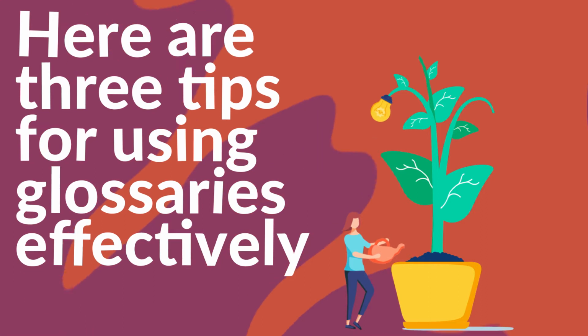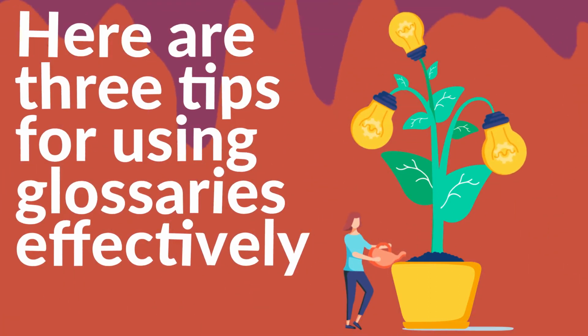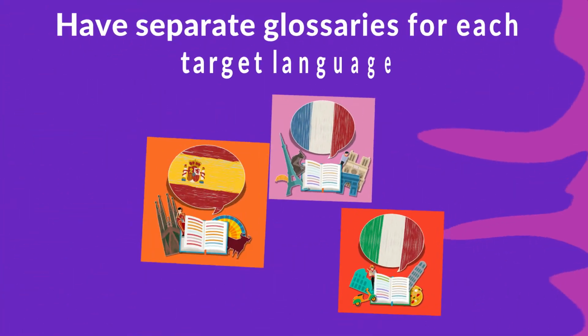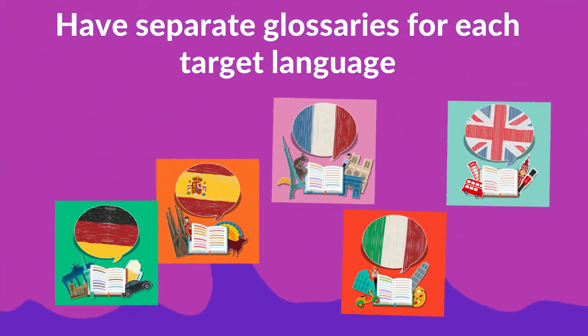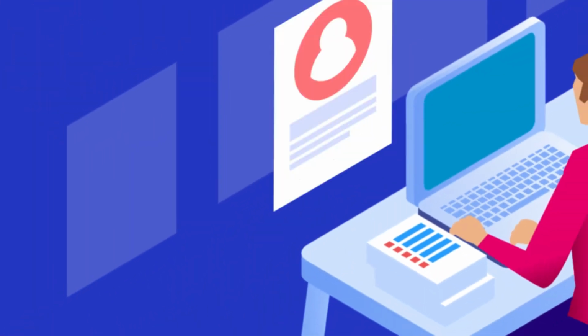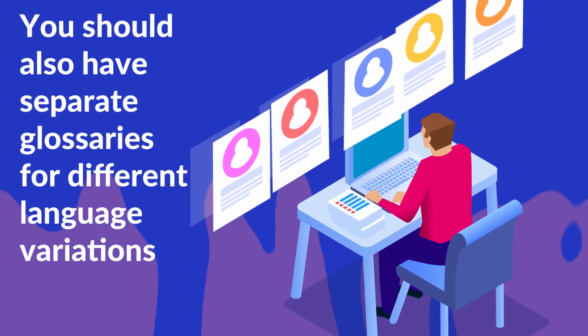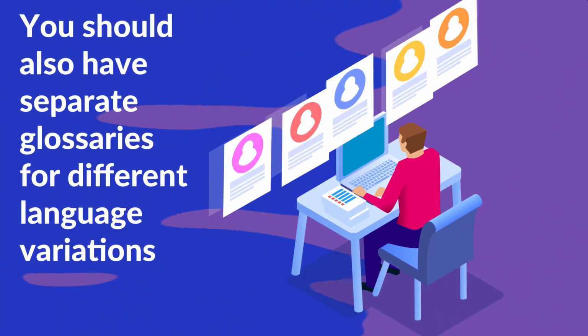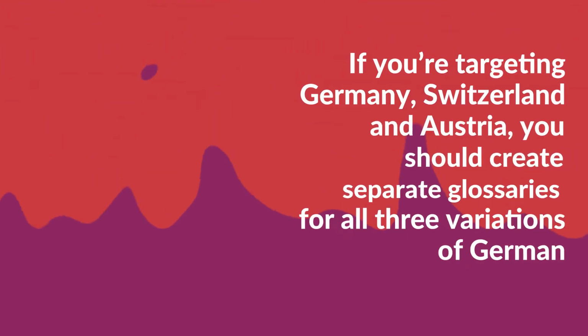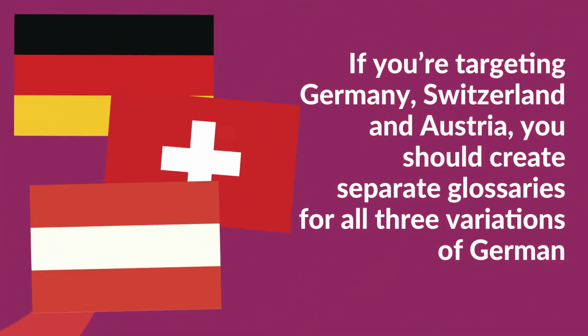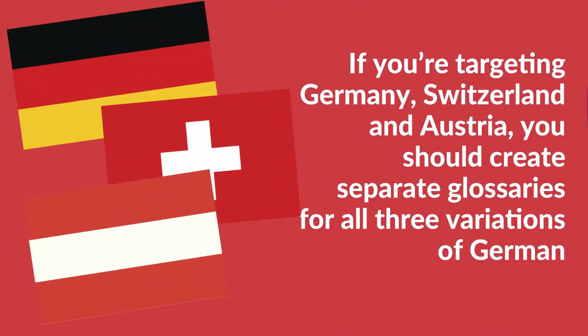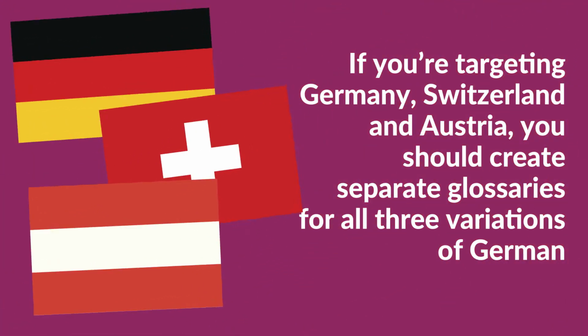Here are 3 tips for using glossaries effectively. First of all, have separate glossaries for each target language. This may sound obvious, but what isn't so obvious is that you should also have separate glossaries for different language variations. So, if you're targeting Germany, Switzerland, and Austria, you should create separate glossaries for all 3 variations of German.